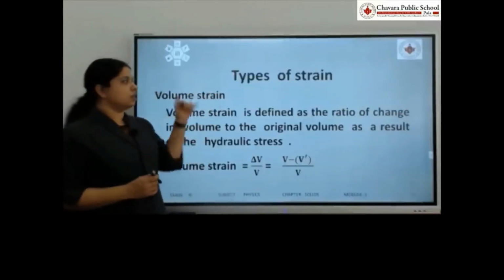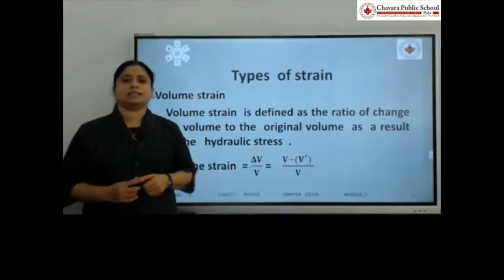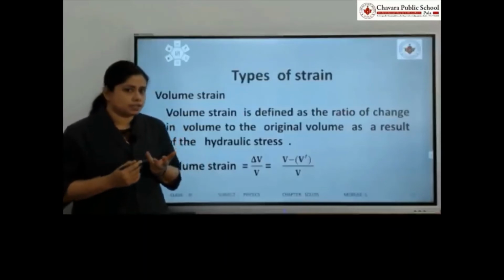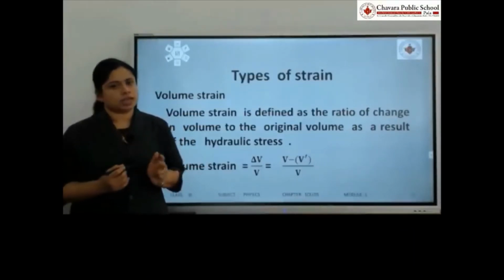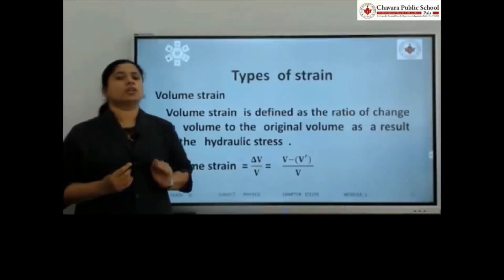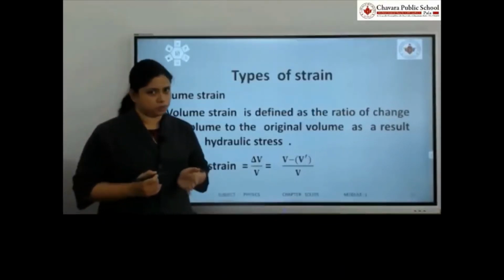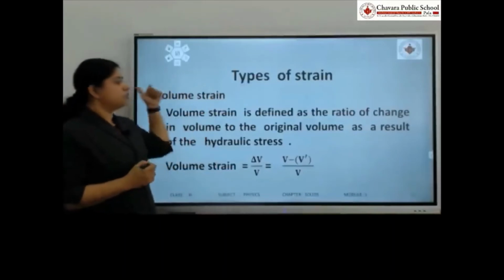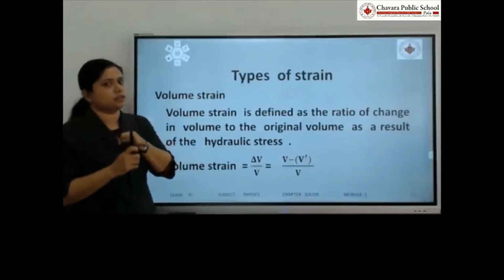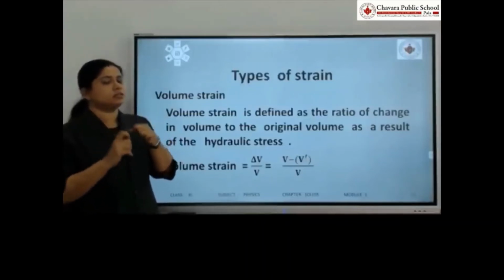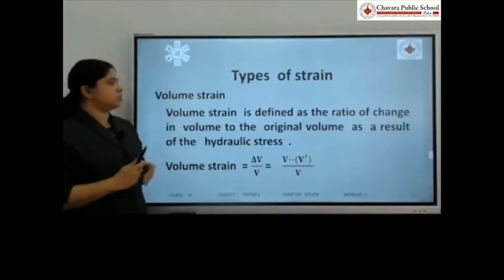So, these are the types of stress and strain: longitudinal stress or normal stress, shearing stress or tangential stress, and volume stress or hydraulic stress. And about strain, the first one is longitudinal strain, the second one is shearing strain, and the third one is volume strain.